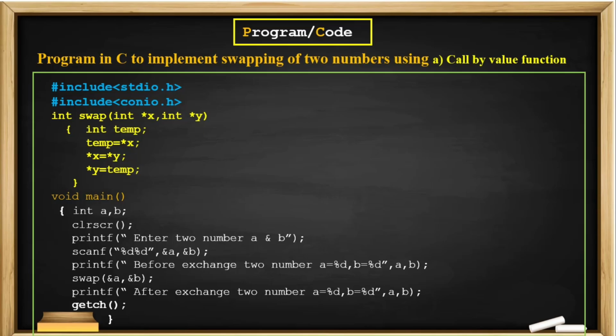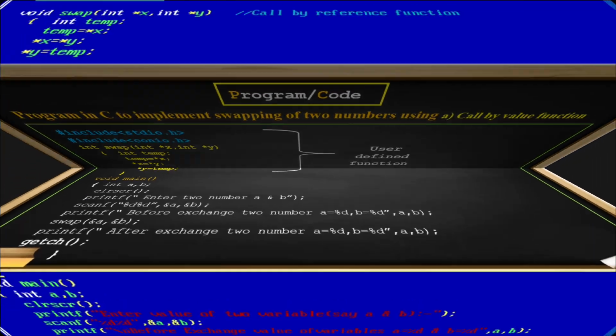Later, in main function, we shall read value of variables a and b from user using scanf function. Further, we will print those values as before exchange values. Later, we will call function swap(&a, &b). After function call, exchange operation will be done. And we print values of variables after exchange as shown using printf function.